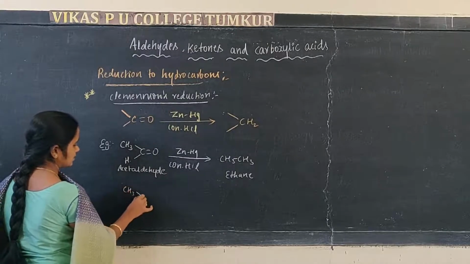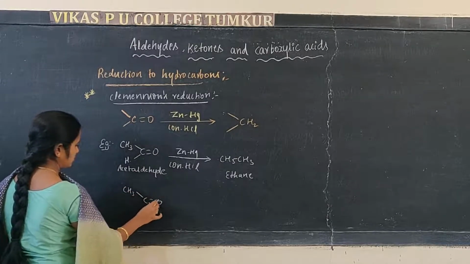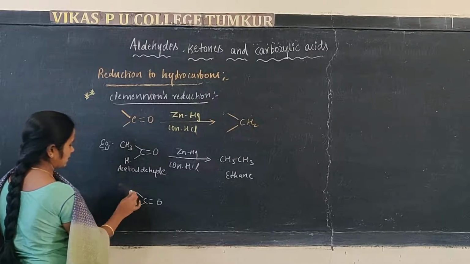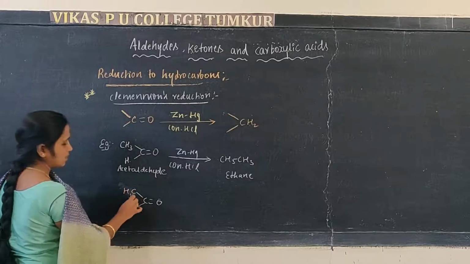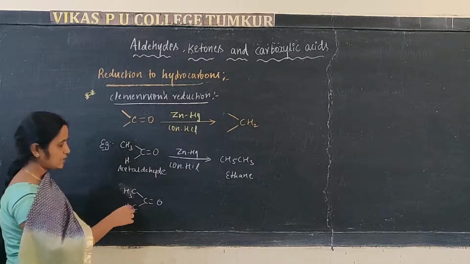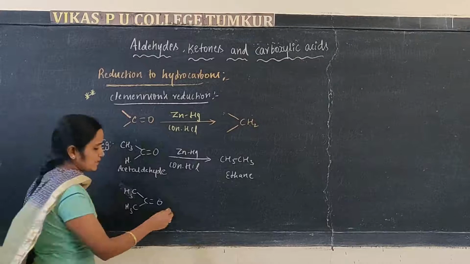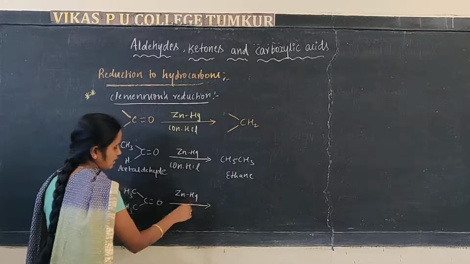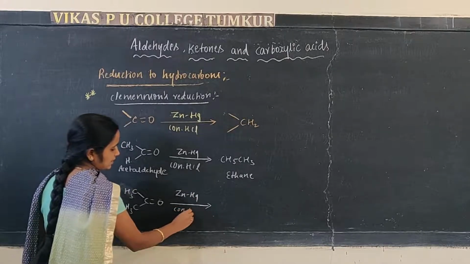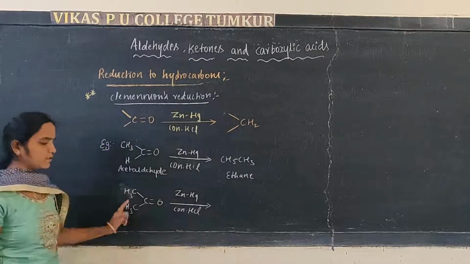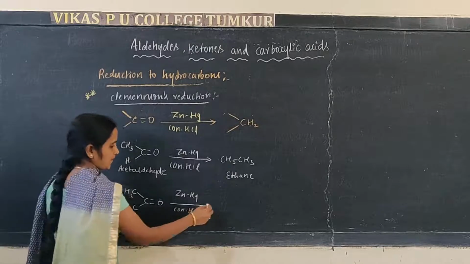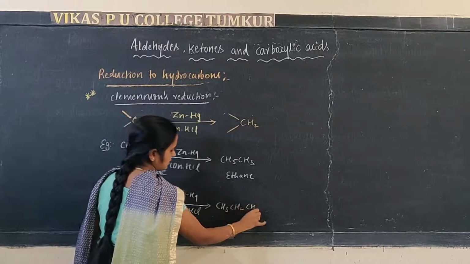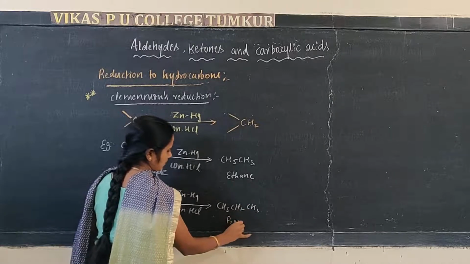If we take a ketone, for example acetone, that is CH3COCH3. This is treated with zinc amalgam in the presence of concentrated HCl. It gets reduced into propane, that is CH3CH2CH3. That we call propane.